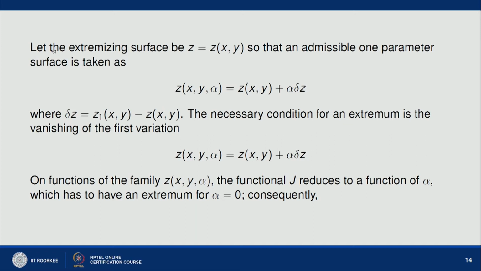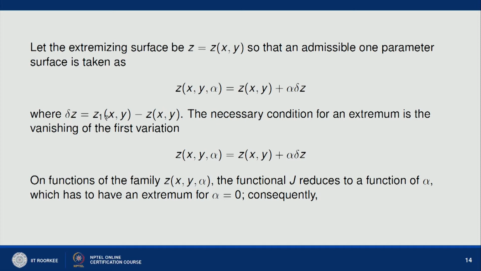We proceed in the same way as we proceeded for curves, when extremals were curves. Here also, let us assume that the extremizing surface is z equal to z of x, y. As you remember, with respect to this extremizing surface we define a one parameter family of surfaces as z of x, y, alpha equal to z of x comma y plus alpha delta z, where delta z is a variation with respect to z.